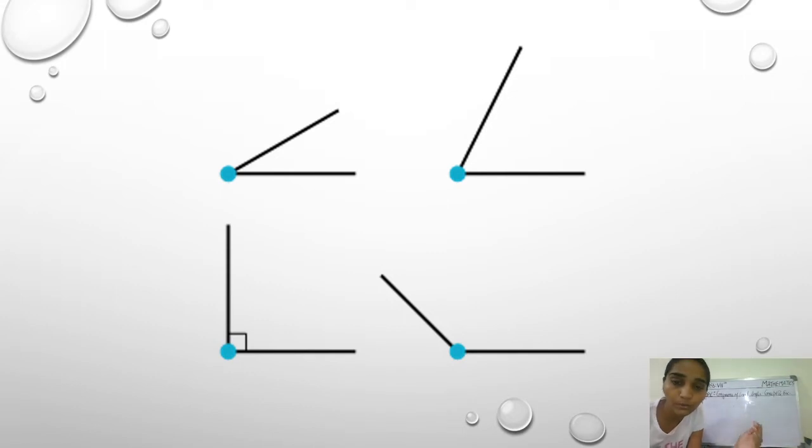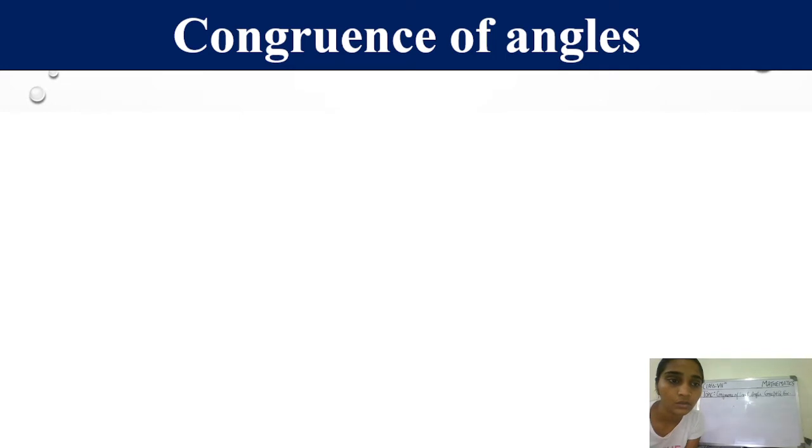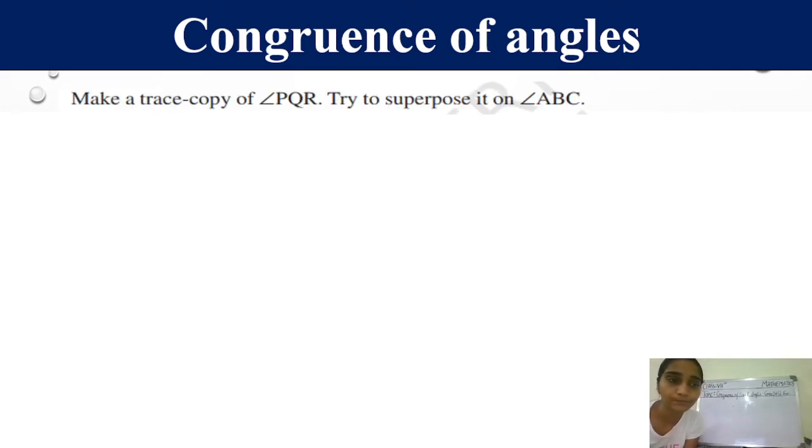Yes, you must be guessing it right. The same thing we have done with the line segment, we will do here also. We will try to superimpose the two angles. If they hide one beside the other, we will say they are congruent, and if they are not hiding, they are not congruent. Even by looking, you can say that these angles are not congruent, which I am showing you right now. So let us move ahead to discuss the congruency of angles.